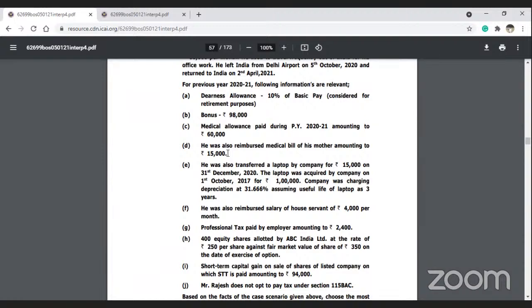Why 3 years? 1 lakh minus 50% will come. 2017 to 18, 18 to 19, and 19 to 20. And it is on October, and he got it on 31st December 2020. So 3 years completely. So for 17-18, the WDV will be 25,000 after charging all the depreciations. 18,750. I got nil. How?